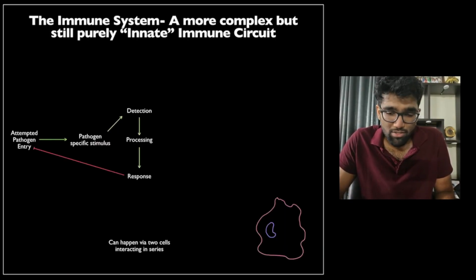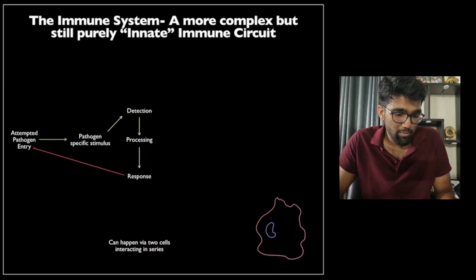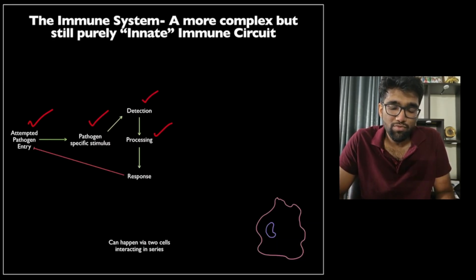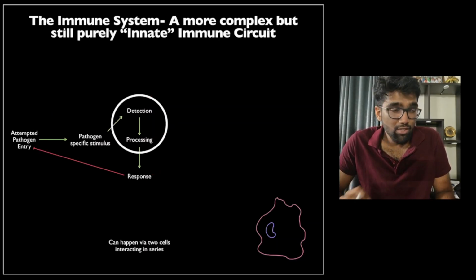Now, taking it up a notch, we'll talk about a more complex, but again, still purely innate circuit. So it consists of cells that are traditionally called innate cells. For example, this macrophage that I've drawn on one side. So the response remains the same. An attempted pathogen entry happens, which results in the immune system being exposed to a pathogen-specific stimulus, detection of that stimulus, processing of that information, and an appropriate response being arrived upon by the immune system. Now this same process can happen when there are two cells involved.